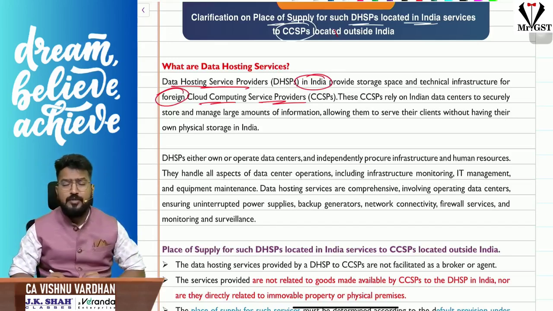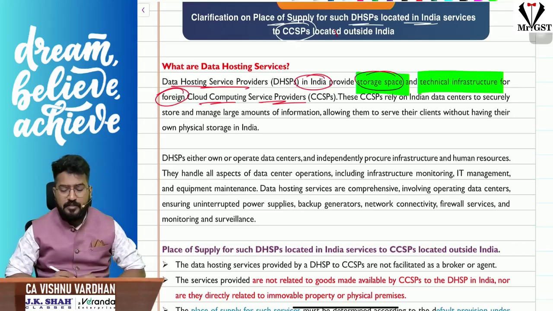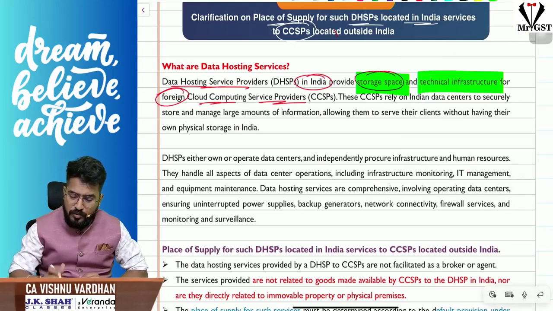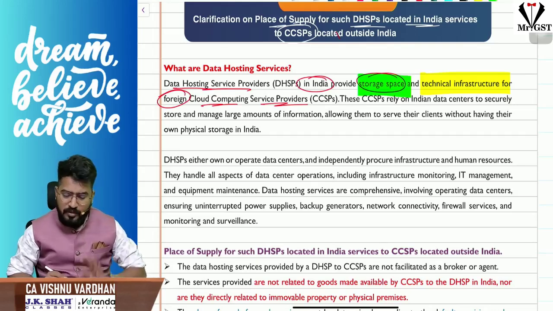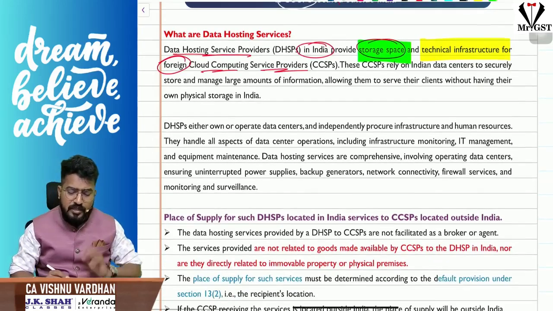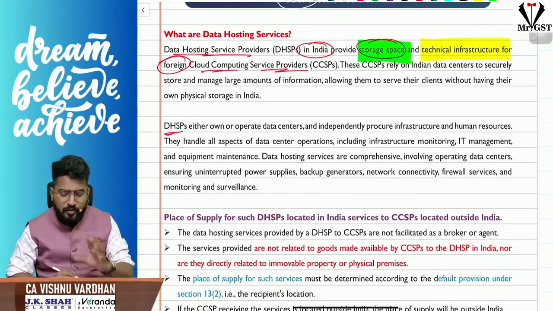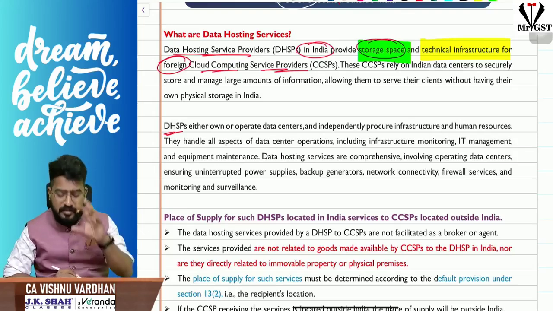What is the responsibility of data hosting service providers in India? They should provide storage space as well as technical infrastructure to cloud computing service providers abroad. Now here, when they are doing this, they won't just give the infrastructure, they won't just provide data hosting or the storage space.